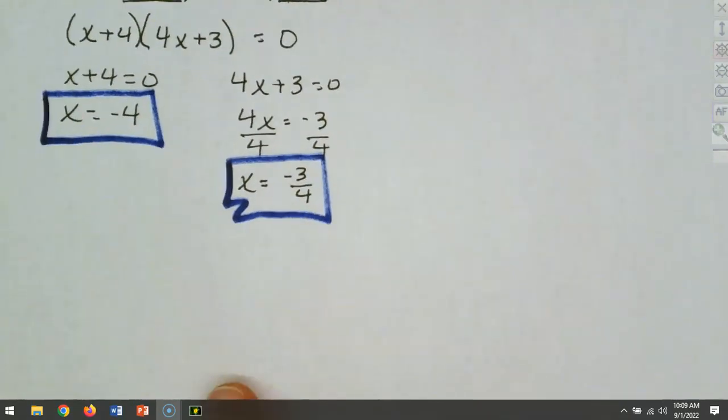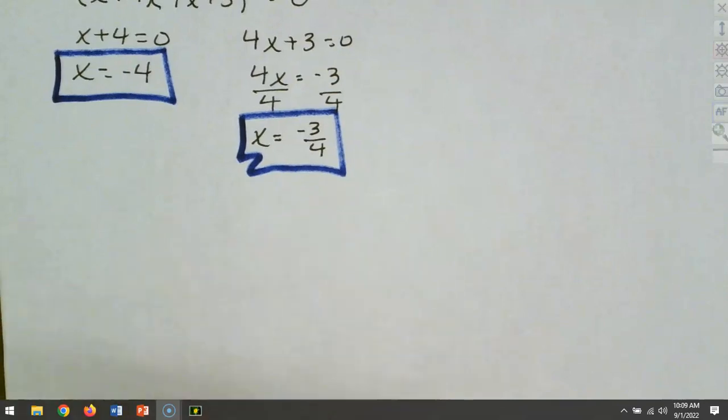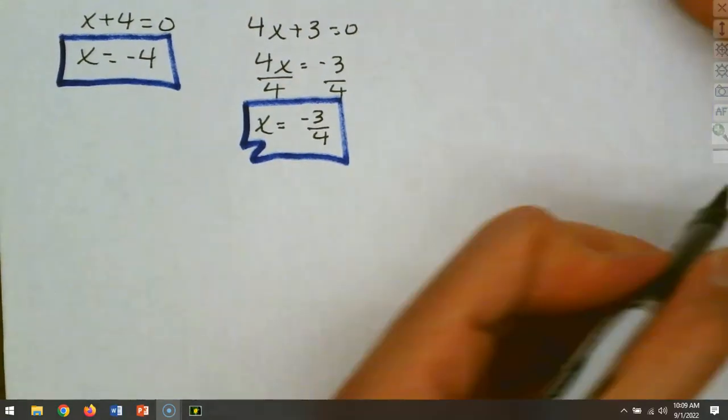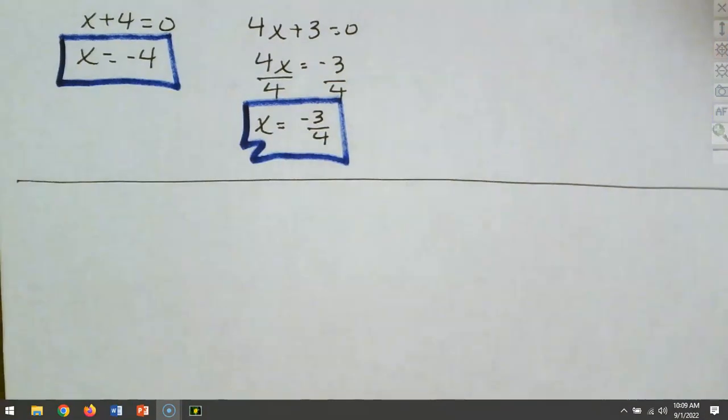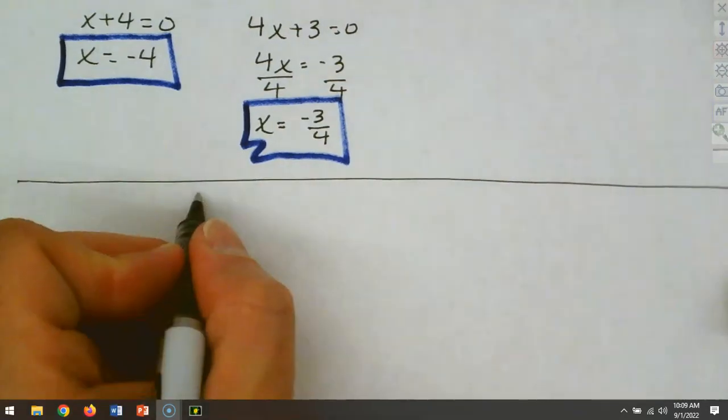So now we have talked about 2 of the 3 concepts in 1-4. We have talked about zero factor, which we did today. We did the square root property last class period. The only one that we have left, and the most difficult one, is the quadratic formula. And it's not really difficult. It's just time consuming. And you have to be careful with your signs and careful with squaring and order of operations. So now we're going to move on and we're going to look at the quadratic formula.